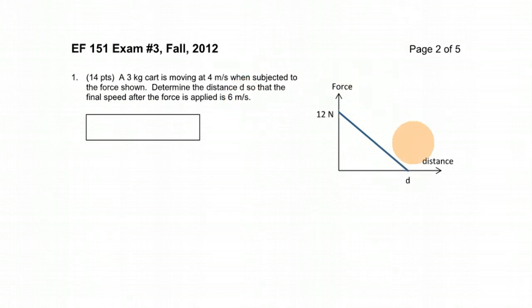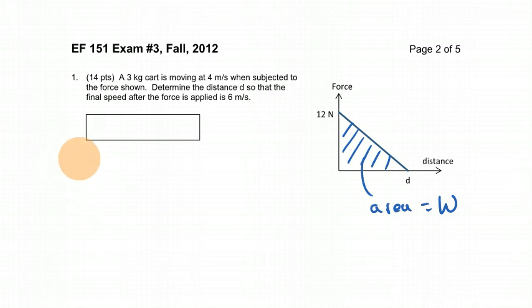Okay, anytime we have a force distance graph, we should recognize that the area in the graph is the work. Okay, so that's a basic concept. Force distance graph area gives us work. We have conservation of energy. We would have some initial kinetic energy plus some work equals some final kinetic energy. So I'll just write it like that.